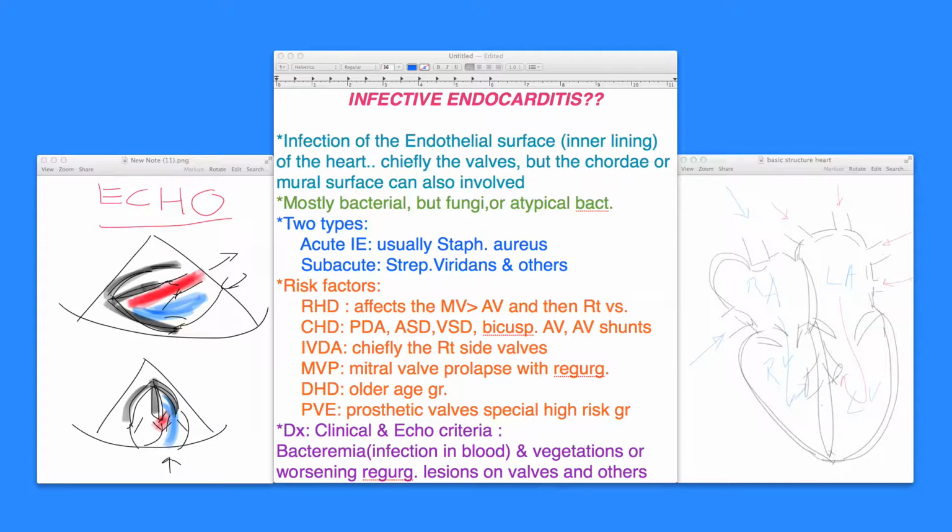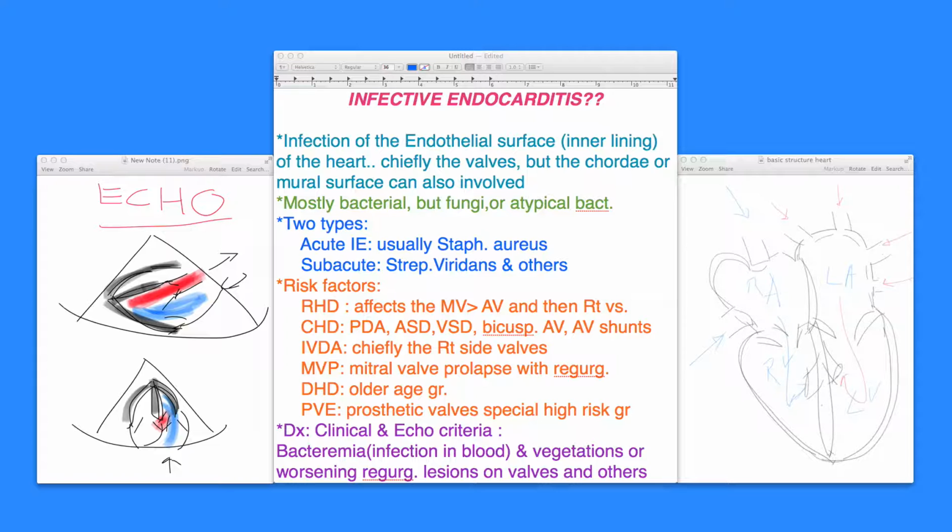Then there are AV shunts, whether it is a dialysis patient, for instance, or AV shunts in general present from congenital reasons. IV drug abuse is a very special category, present in developing and developed countries in all strata of life, and chiefly affecting the right side of the valves for obvious reasons, because the infection comes from not-so-clean needles, and therefore bacterial infection can immediately harbor on the right side because it's coming via the veins, and all veins are pouring into your right atrium.